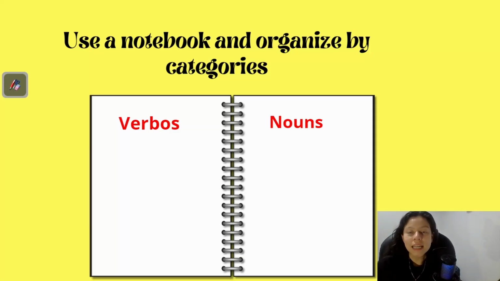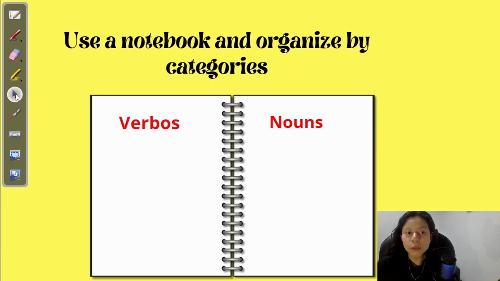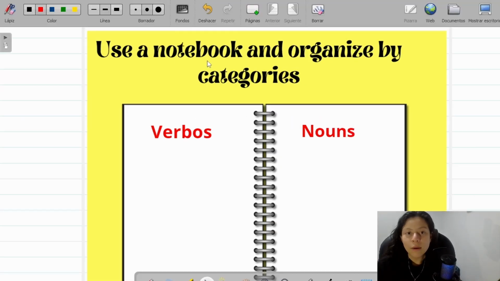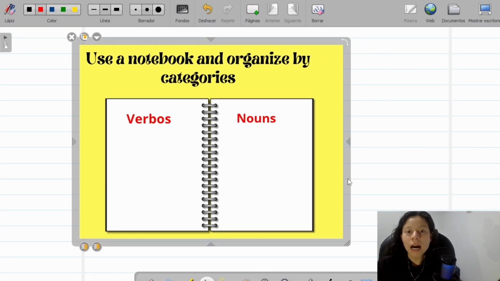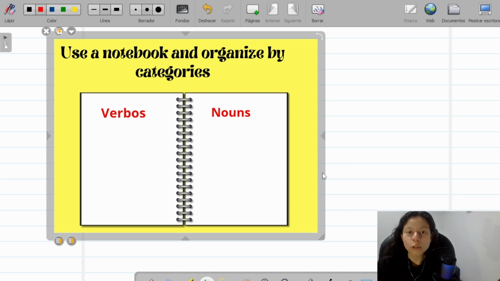The second technique that I'm going to share with you is to use a notebook and organize by categories. So in this case, you can see this specific notebook. I'm going to share with you what the idea is. Here, in one page or in one part of your book, you are going to write all the verbs. In another page or another part of your notebook, you are going to put nouns. In another place, you are going to write adjectives, adverbs, etc.